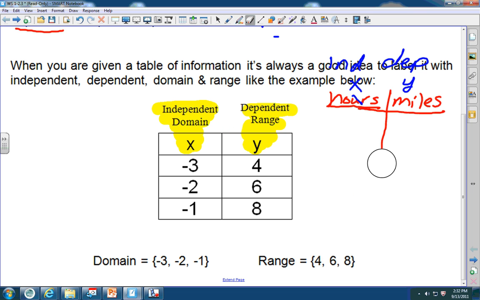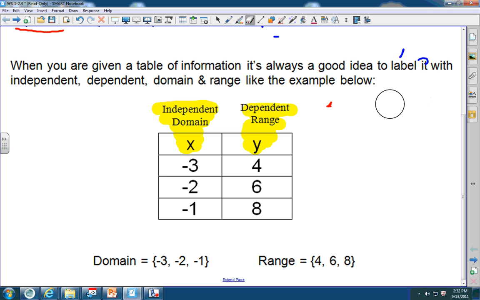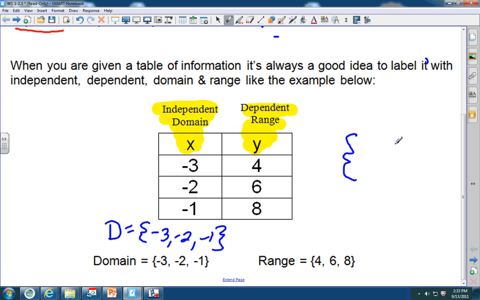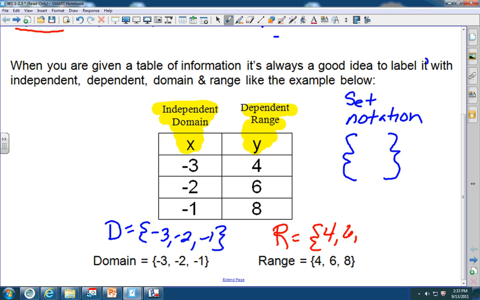Now, when we're writing the domain, all we're doing is listing the x numbers. Instead of writing out domain all the time, you'll write D and then make these little squigglies. This is called set notation. All we're saying is that all these numbers are in the domain set. And for range, you don't have to write the word range out all the time. We just put R, use the squigglies, and write it like that.